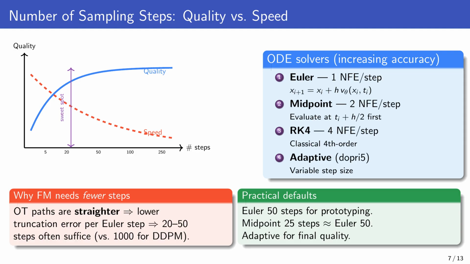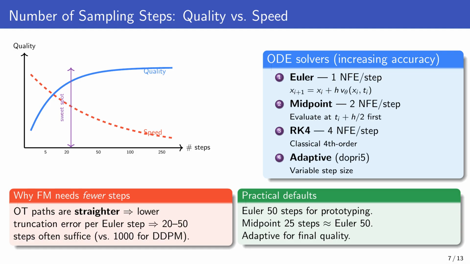Why the dramatic difference? Because OT paths are straighter. When the paths from noise to data follow near straight lines, each Euler step introduces very little truncation error. You can take large steps without drifting off course. Curved paths, on the other hand, accumulate error at each step, requiring many small steps to stay on track.